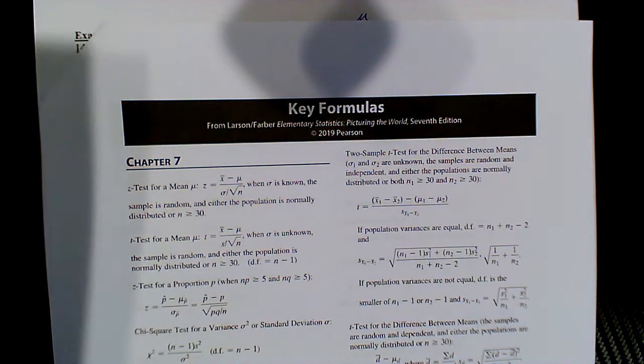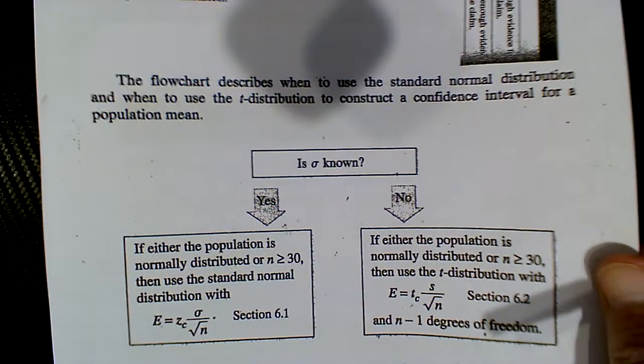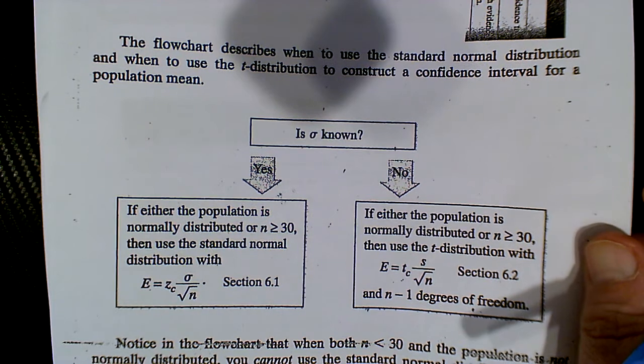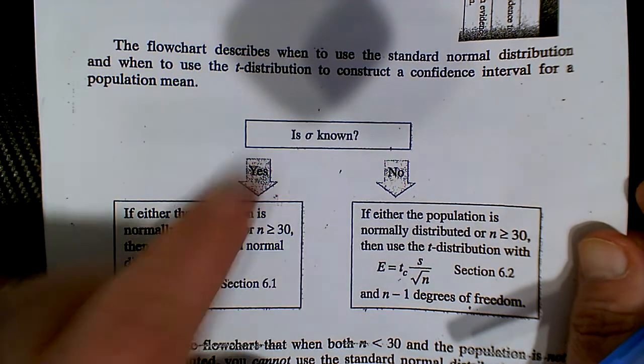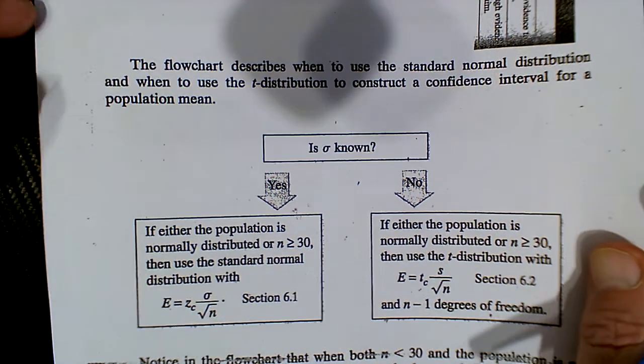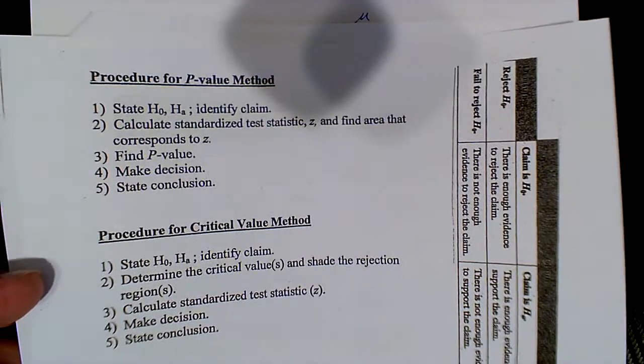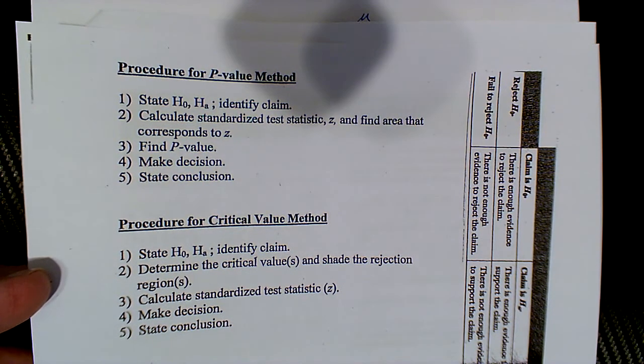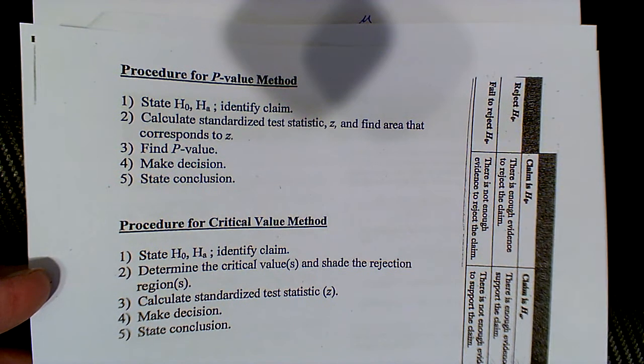Also, that information is contained in this little flow chart as we mentioned last time. Makes it a little bit easier to just distinguish it. Do you know sigma? And so on. And also this is the cheat sheet for your final exam that I mentioned, and there's the procedure for both the p-value method and the critical value method, which we're going to look at now.